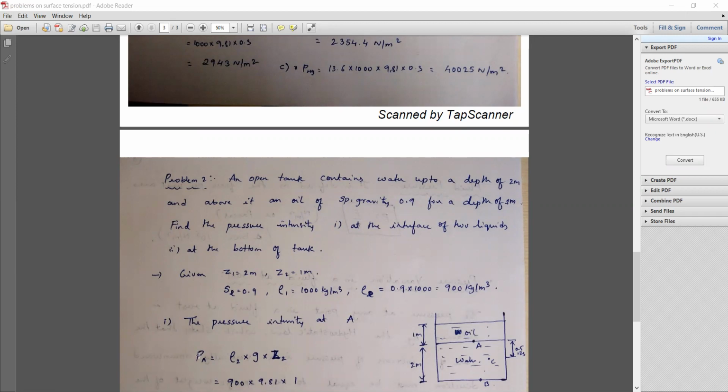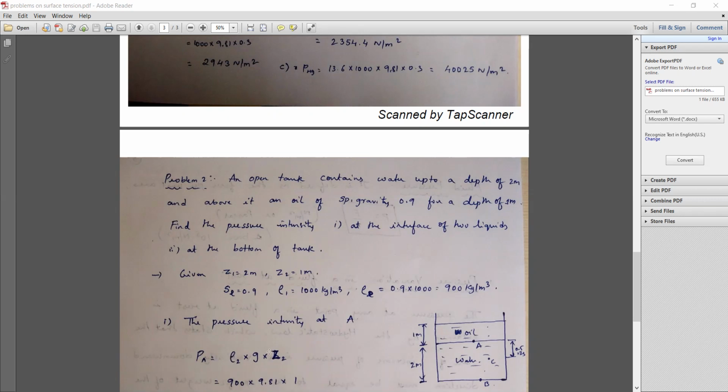So at pressure A, we have rho 2, that is the density of oil, g into the height of the oil, Z2. So on A, we only have pressure caused by the oil. So PA equal to rho 2 into g into Z2. What is rho 2? Density of oil. So the density of oil you have to calculate first. Since he gave the specific gravity as 0.9, the density of oil becomes 0.9 into 1000, that is 900 kg per meter cube.